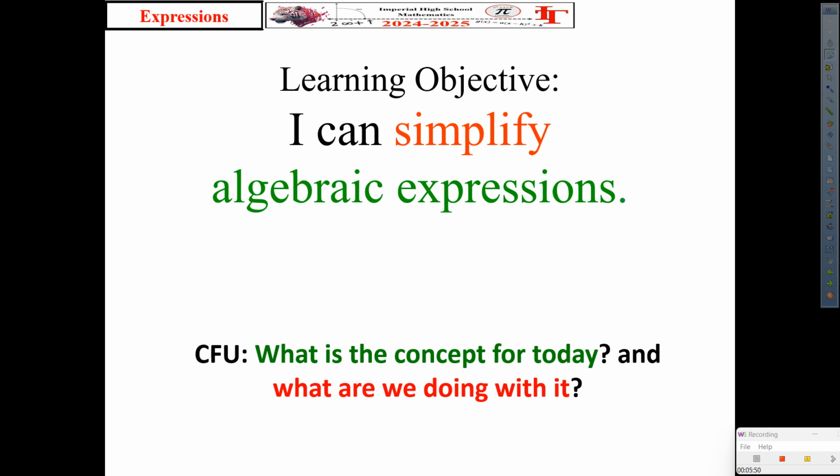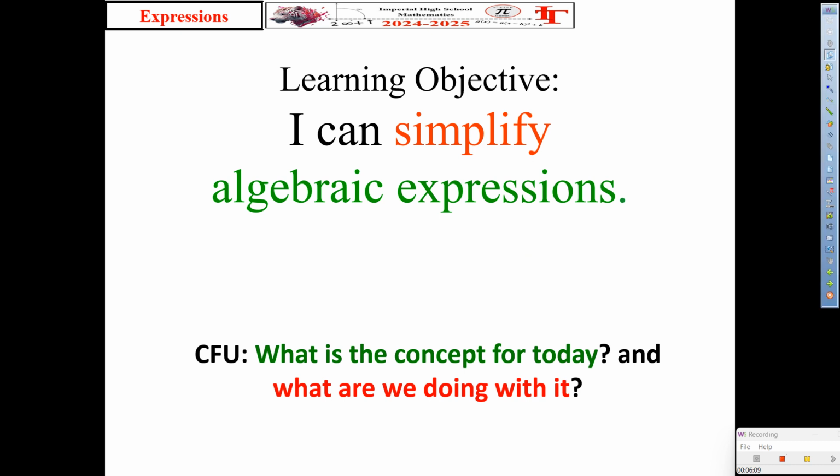So with that said, write your objective at the bottom left of your notes. I can simplify algebraic expressions.